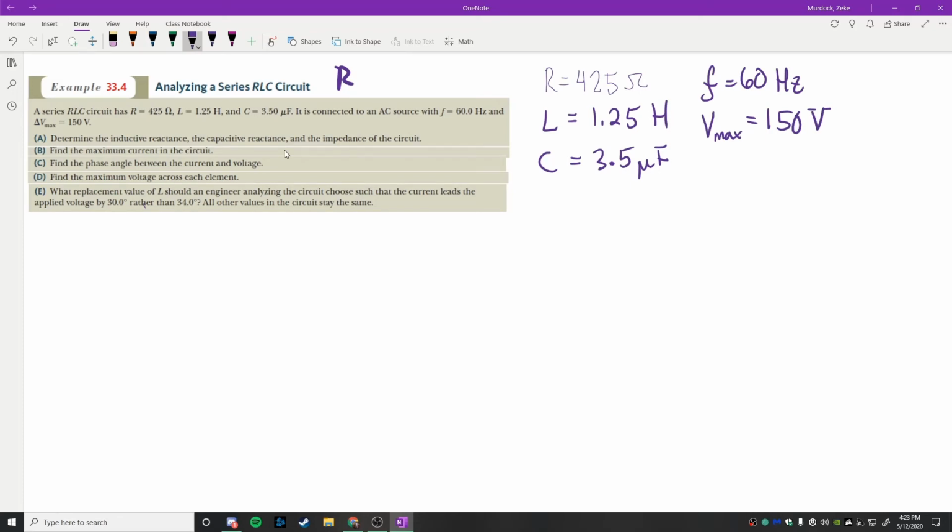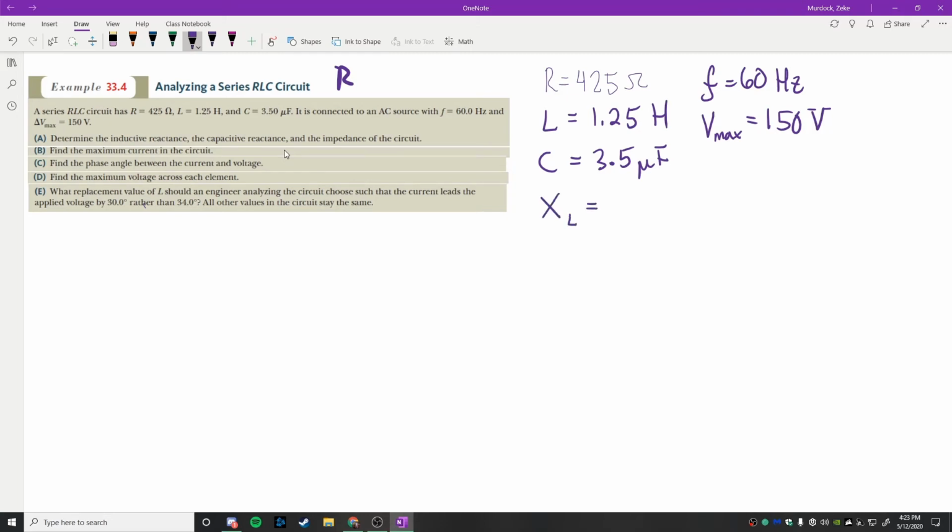We want to find the inductive reactance, the capacitive reactance, the impedance, the maximum current in the circuit, the phase angle between the current and the voltage, the maximum voltage across each element, and then something else at the very end. We're going to go through these one at a time. So I'm just going to put the equations that you need down here, and I'm going to have you guys try to calculate it.